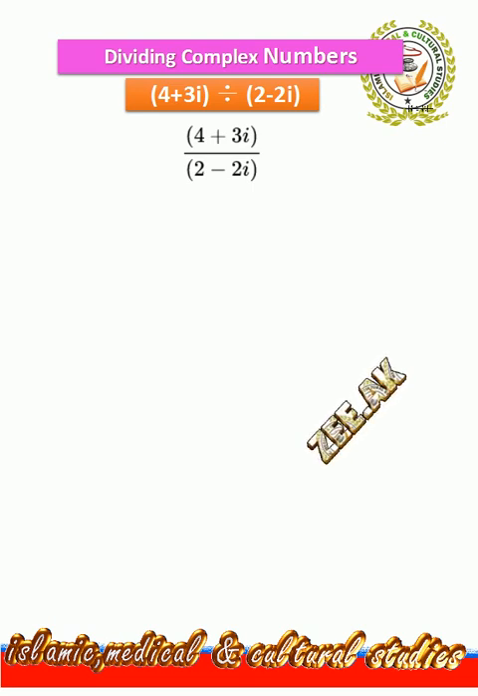To set up the example, (4 plus 3i) divided by (2 minus 2i) as follows: (4 plus 3i) divided by (2 minus 2i) multiplied by (2 plus 2i) divided by (2 plus 2i). Then multiply the numerator and denominator and simplify as follows. While we multiply numerator with each other and denominator with each other, we will apply the FOIL rule.